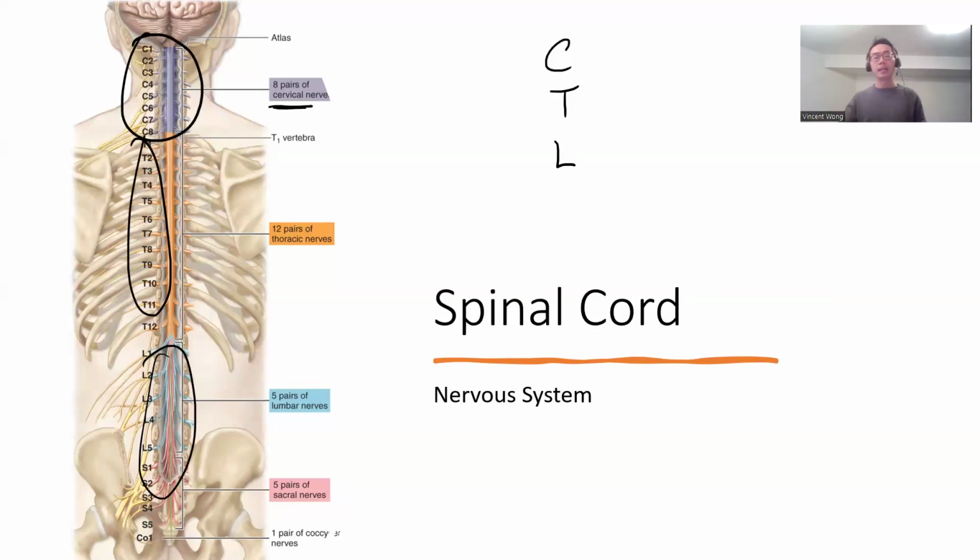That's where you will be doing the spinal tap if you want to get a sample of the cerebrospinal fluid, for example, to see if someone has meningitis, right? So you can stick the needle in here. And then further down, we have the sacral nerve. Okay, so cervical, thoracic, lumbar, sacral. It's just the different sections.